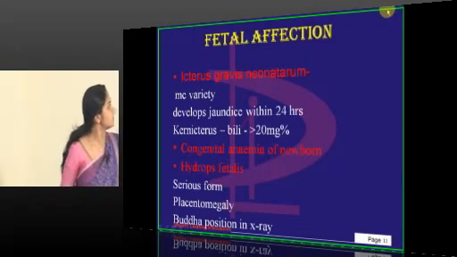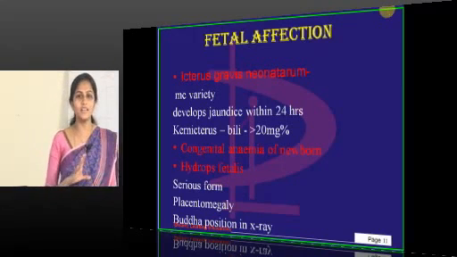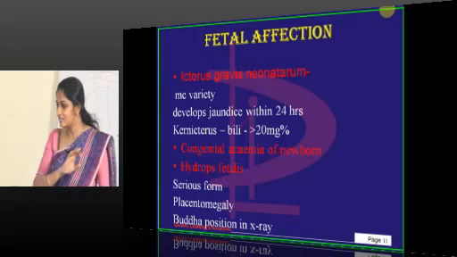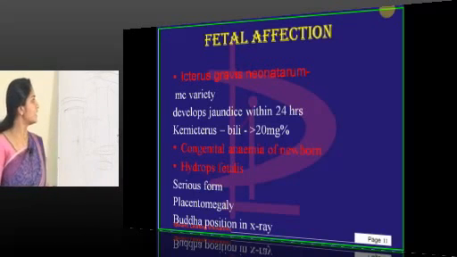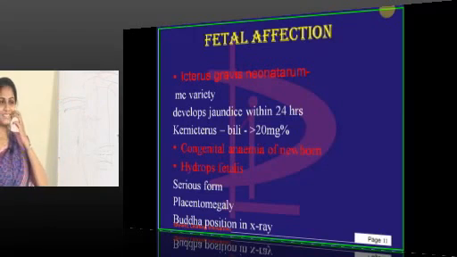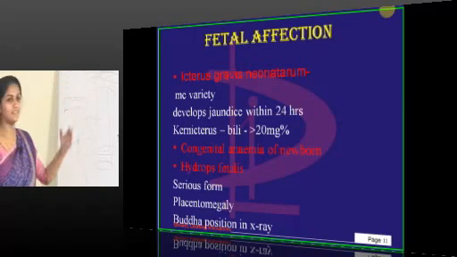I can't see what this is. Okay, coming to the fetal, are you able to see the line, something? Nothing. Other than this white, are you able to see some other color? Okay, tell me what is the first line?